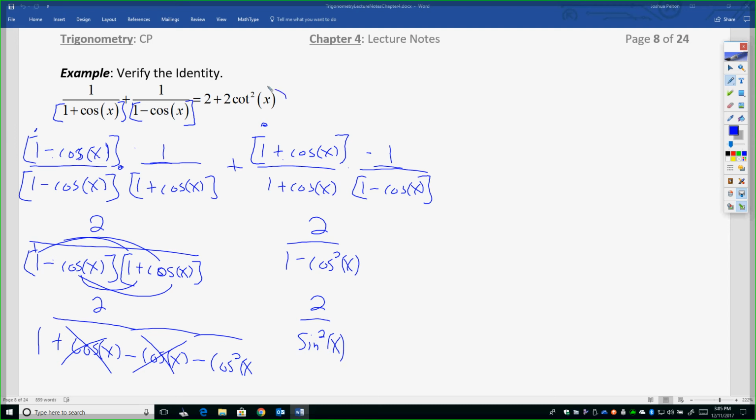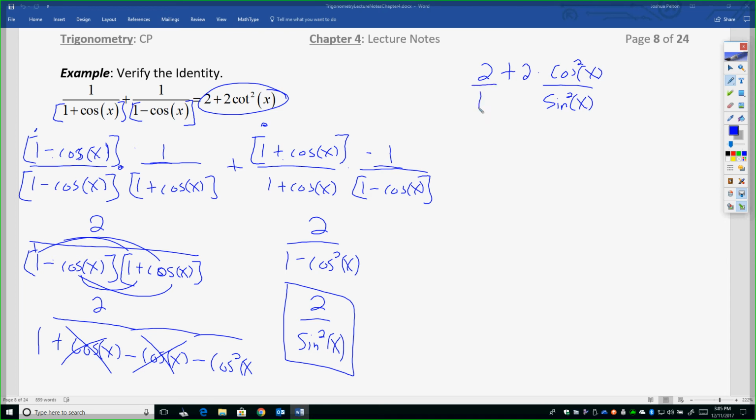Well, I'm trying to get this though, but I'm not quite there. That's two things, but I ended up with one thing. So I didn't quite get there. I need to combine the top, what's in the circle, to match what's in the box. The box is one thing, the circle is two things. I need to combine them. So I'm going to take that over to the right, and I'm going to condense those into one thing. If I do that, I get 2 plus 2 times cosine squared over sine squared.